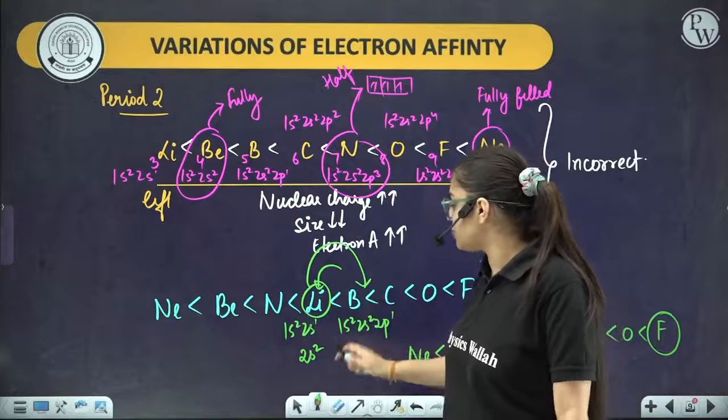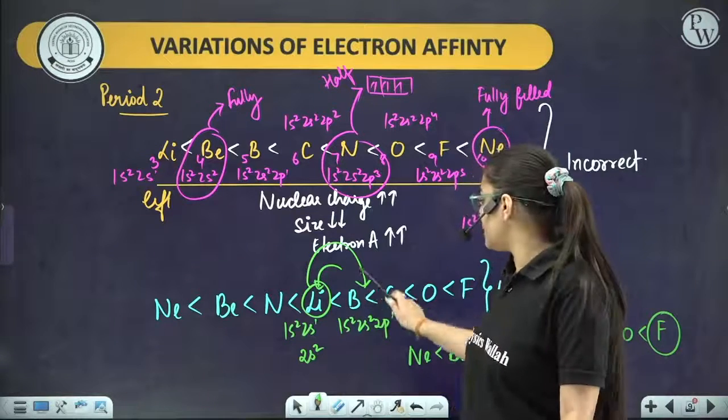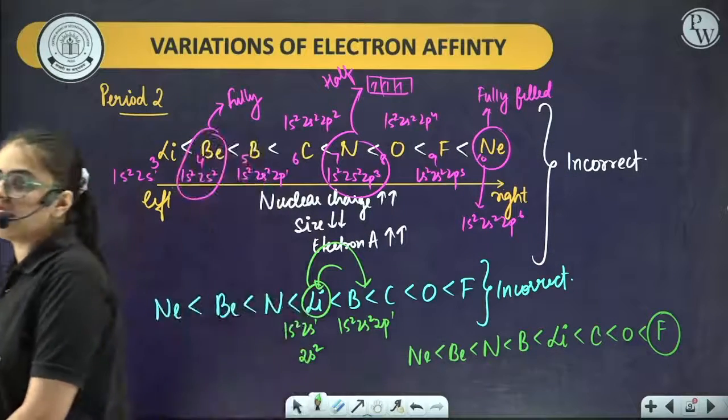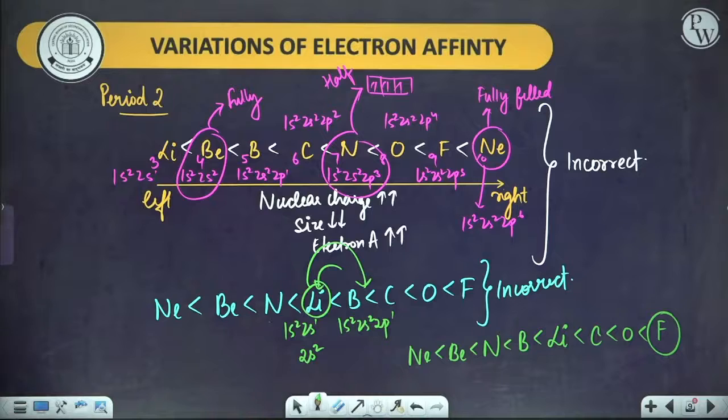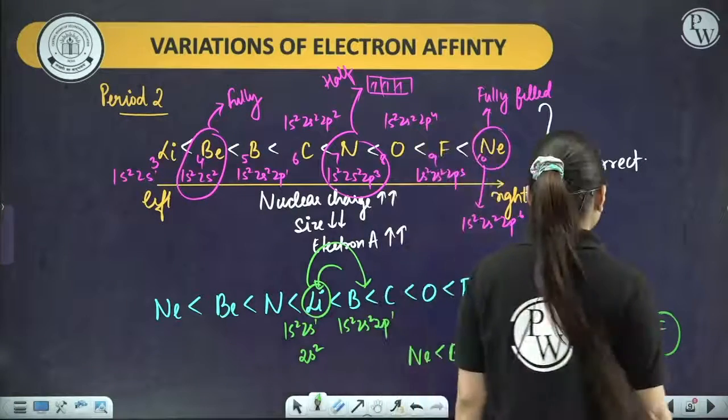So if you add one electron into the lithium, it will become what? 2s2. It will become stable. So it will have more energy than boron. So this is going to be the order. Everybody write down so that I can move on to the group section. Done. Now let us see for the group part.